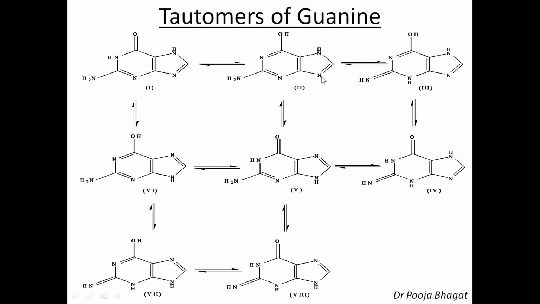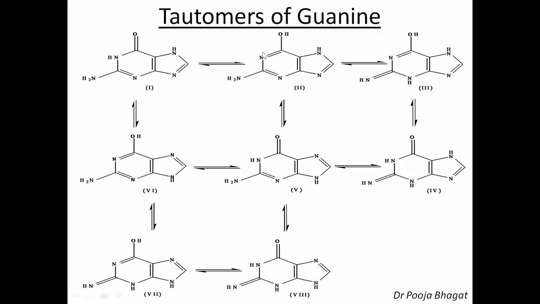Now in this case you can see the second structure. This is a pyrimidine ring, this is an imidazole ring, so this is purine. In the purine, the amino group and hydroxy group are present as substituents. So you can easily name this purine.